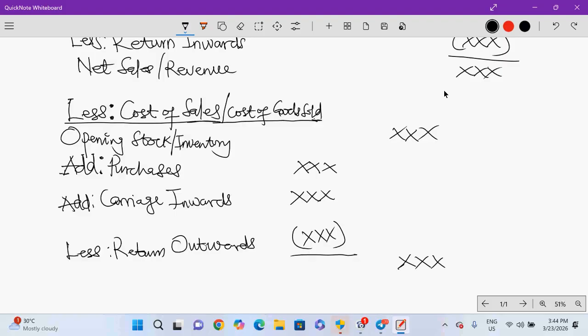You are getting this amount. What is the name given to this amount? Those who said they read accounting. What is the name given to this amount? Cost of goods available for sale.